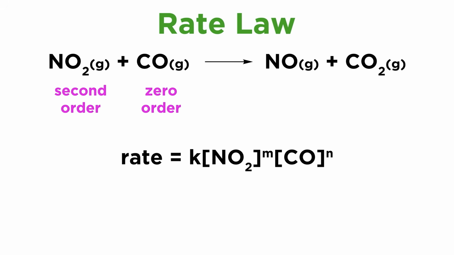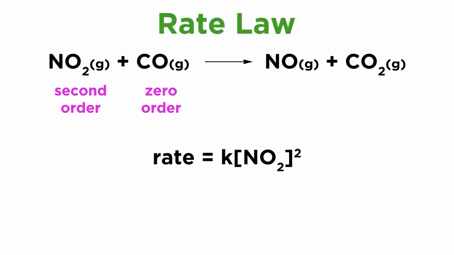Well, in the rate law, each concentration will be raised to a certain power equal to the reaction order for that reactant. So given the data we collected, the concentration of NO2 will be raised to the second power, and the concentration of CO will be raised to the zero power, which makes it equal to 1. It can therefore drop out of the rate law, and we will see that the rate law for this reaction will simply involve the NO2 concentration squared.